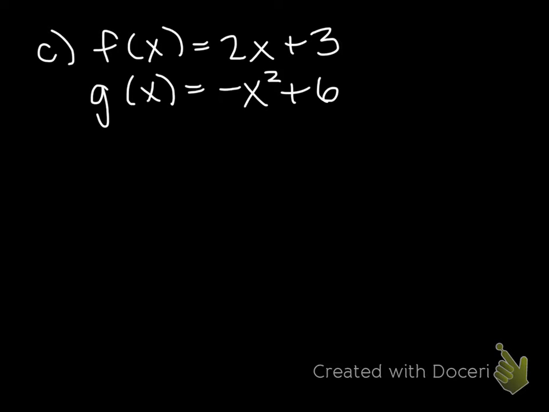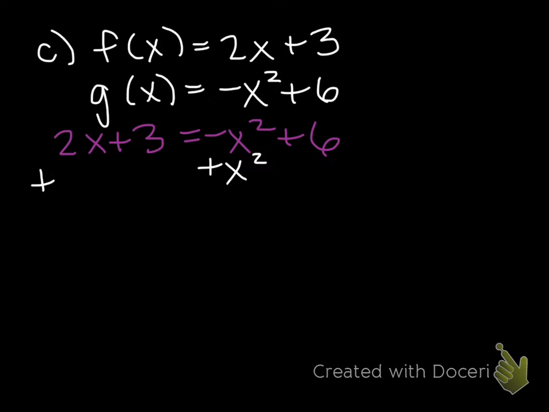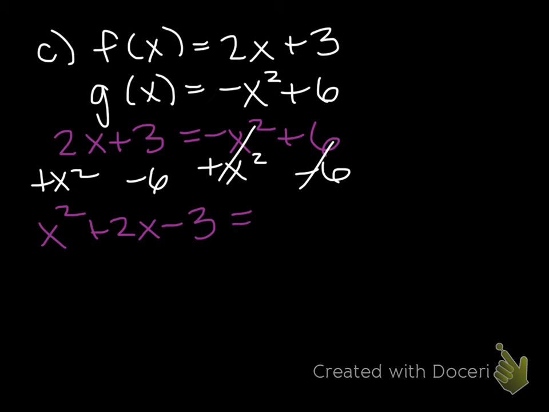So notice they took away the y equals. Same idea though, I have an f and a g. My first move is to set these two equal if I'm trying to find where they intersect. And I want to keep my a value positive, so I'm going to move these terms to the left side. And I'll subtract that 6. Okay, so my equation is now x squared plus 2x minus 3. And now we're going to factor.